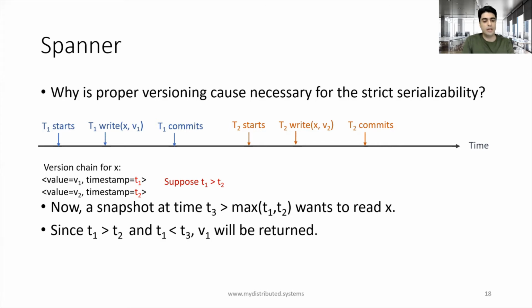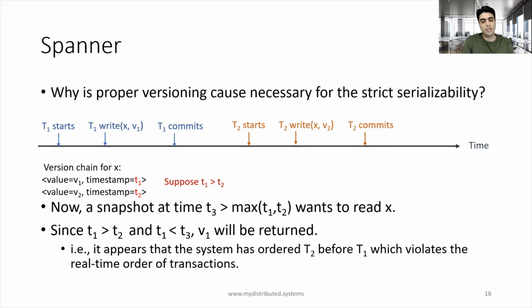So since T1 is larger than T2 and T1 is smaller than T3, based on the snapshot algorithm that we just described, the system will return the version with value V1. But by returning V1, the system violates strict serializability. Why? Because it appears that the system has ordered T2 before T1. And this violates the real-time order of the transactions, right? Remember that we said for strict serializability, we have to respect the real-time order.